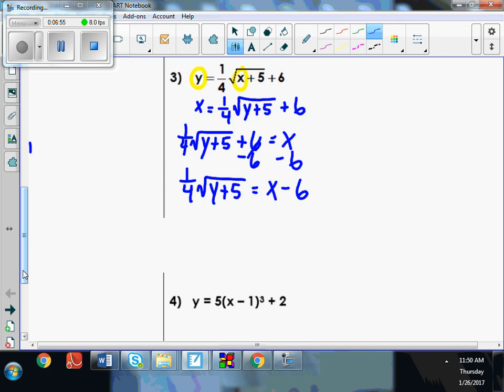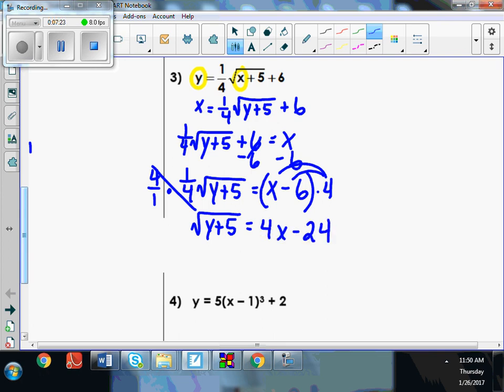It says 1/4 times 1/4 in the front. Good. Times 4/1, multiply by the reciprocal. On this side, we're going to multiply by the reciprocal. And so I'm left with the square root of y plus 5 equals, and in this problem, it might be a little bit easier to distribute. If you don't distribute, that's okay. I would accept both answers.